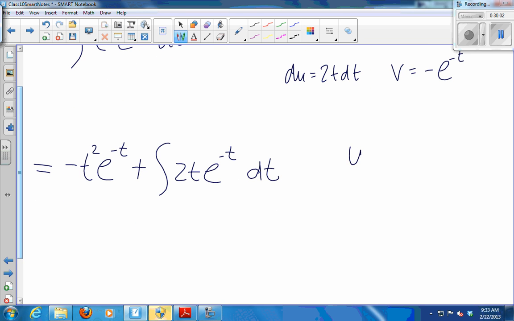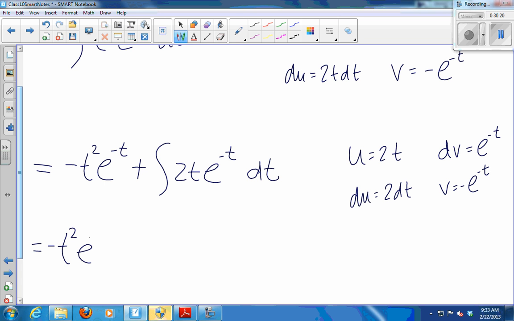So I will let u be 2t, dv be e to the negative t. So du is equal to 2 dt, and v is negative e to the negative t. So I have negative t squared e to the negative t, plus, now I'm going to do this whole integral, which would be u times v, 2t e to the negative t, minus the integral of v du, so I can make that a plus because I have a negative.